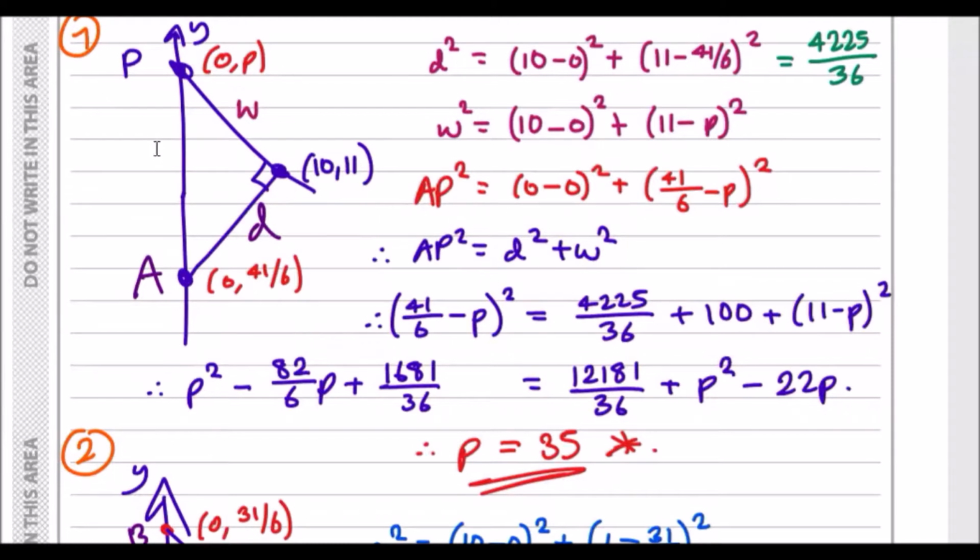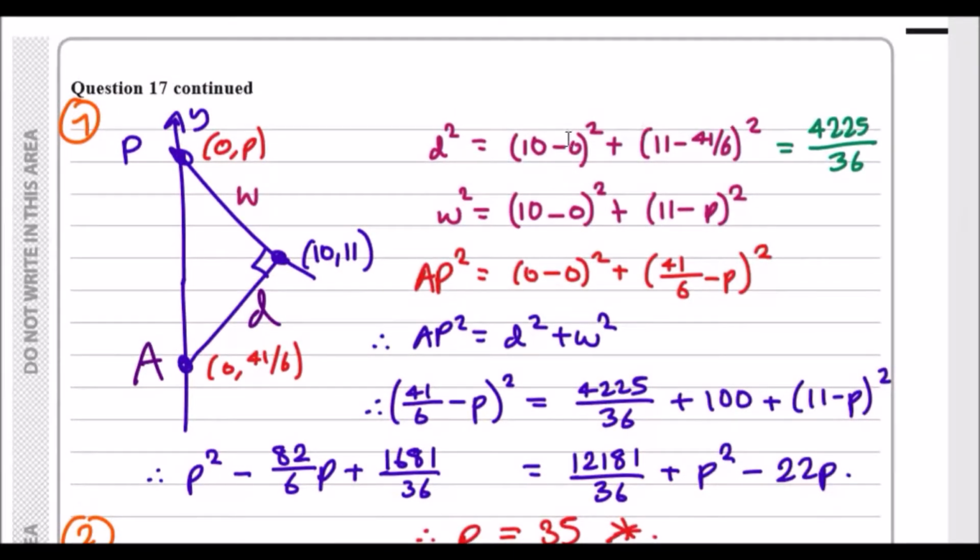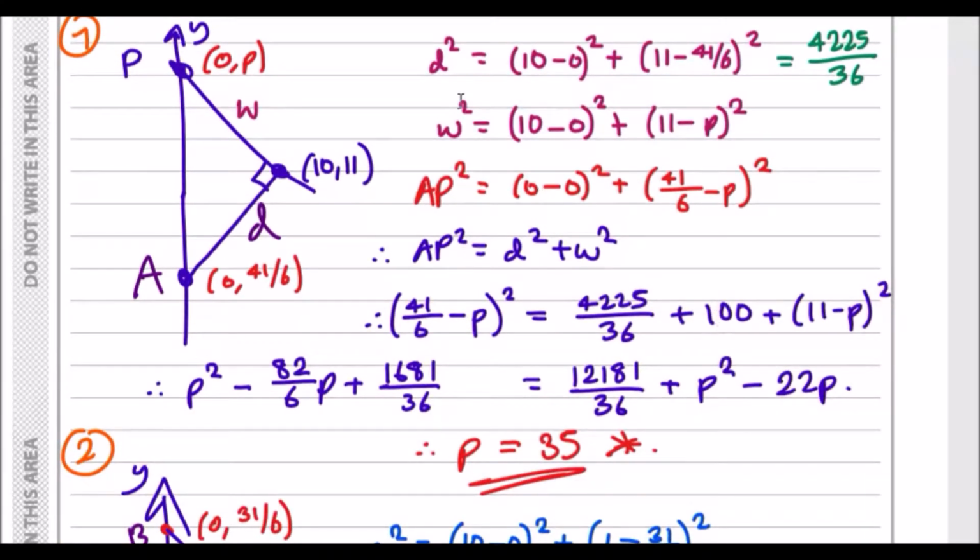To do this, just use Pythagoras theorem. So AP squared equals D squared plus W squared. Substitute the value for AP squared. I already calculated AP squared. Well, I didn't really, I just put it over here because this term is 0. And for D squared, I literally put this all in the calculator and got 4,225 over 36. Put it there. And for W squared, I did the same thing. The first term is 100, and I haven't expanded the second bracket yet.